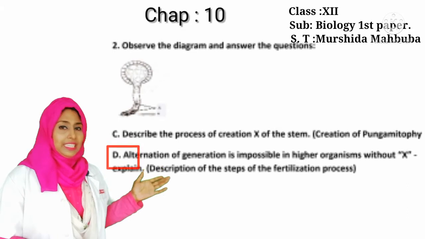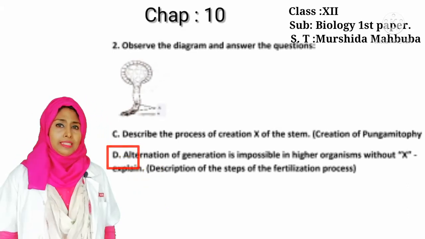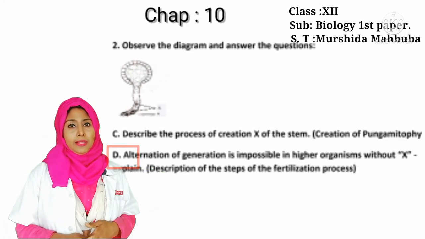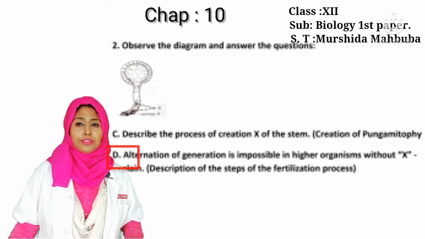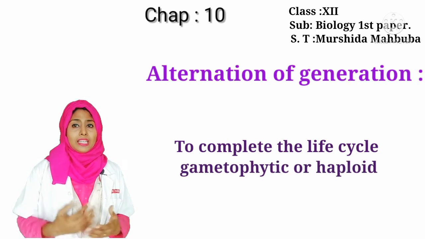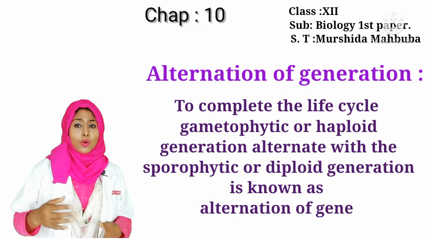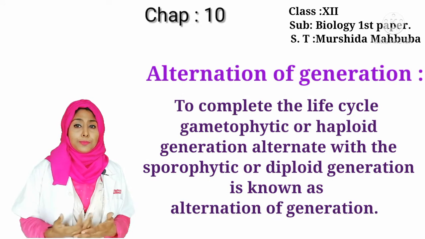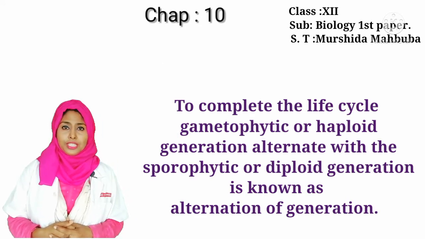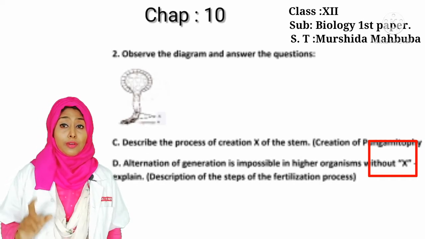Okay, number D. Our next question is, alternation of generation is impossible in higher organisms without X. Explain. Alternation of generation. What is alternation of generation? My dear students, to complete the life cycle, gametophytic or haploid generation alternating with the sporophytic or diploid generation is known as alternation of generation. Here X is sperm and fertilization is not possible without sperm.